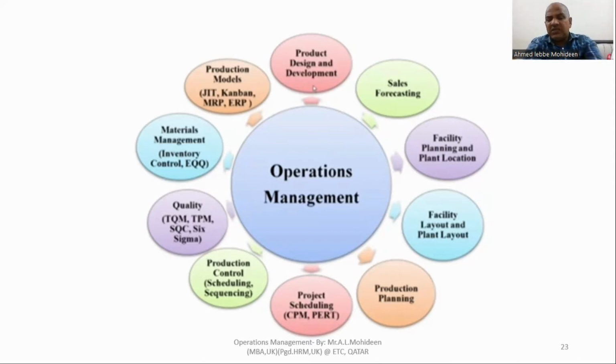So you already know what layout is. And the production planning. So you have to think about that production. And also scheduling. And production control and quality control and material management. So the supply chain management, the material management. And also the production models. There is a certain way we have to produce. So these are the areas you have to understand under operation management.